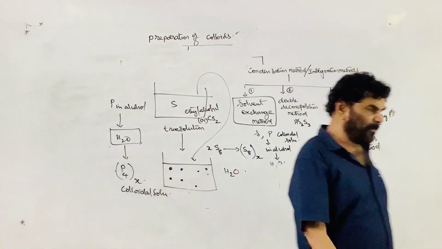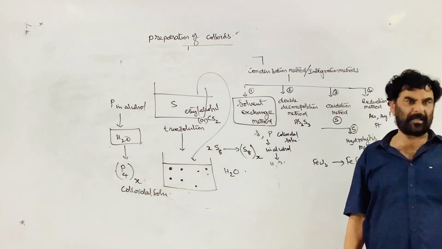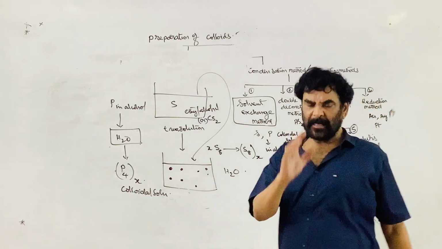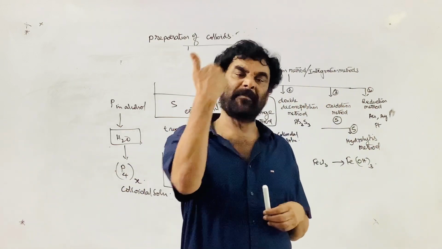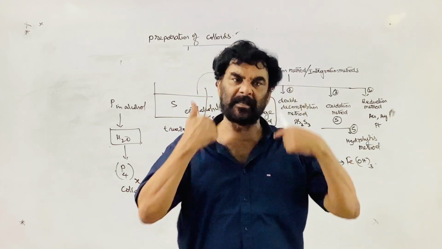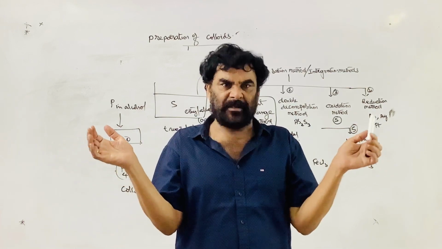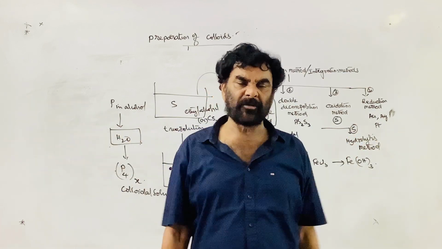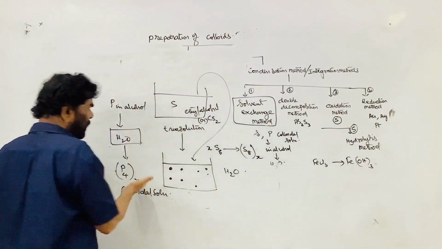So prepare the true solution in the particular solvent, then add that true solution to another solvent in which that substance is insoluble. Then the molecular state aggregates. The molecules in the dispersed phase are aggregated to convert into the colloidal form. This is the simple procedure.